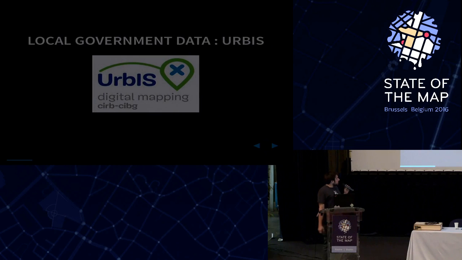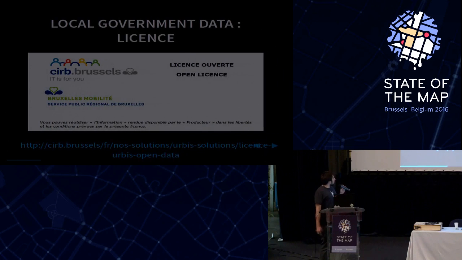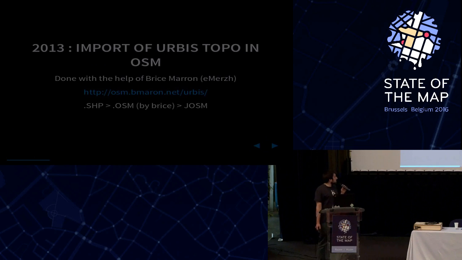So the data that we will explore is URBIS. It's created by the government of Brussels. In Belgium we have three regions, and one of the regions is Brussels, and they have their own data. They have an open license that you can find there. And in 2013, they opened the data, and the local community imported all the data in OSM.